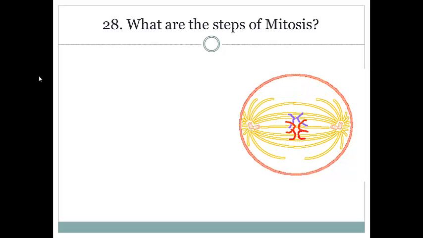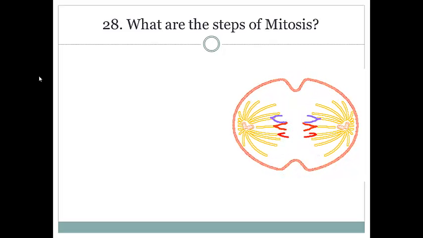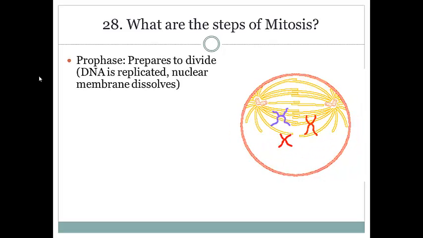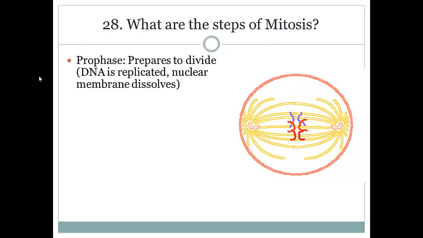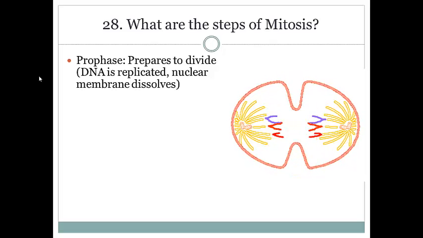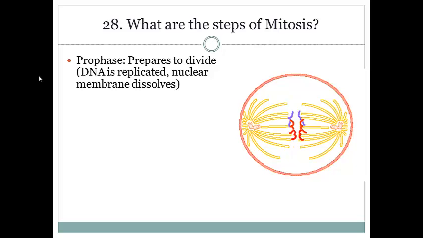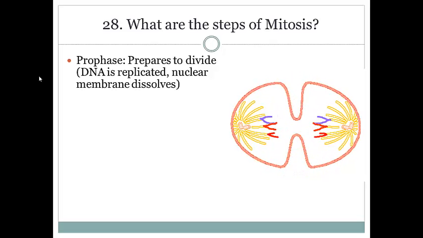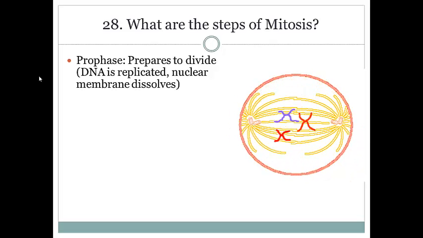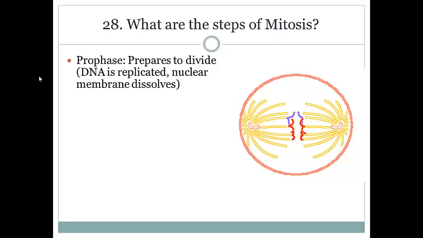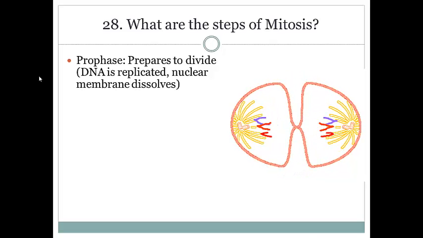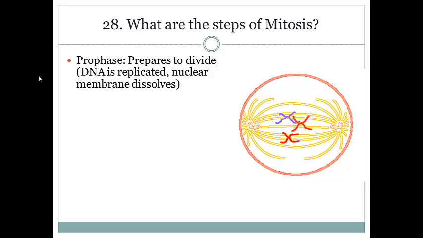Next question is about the steps of mitosis. So, first we have prophase. So this is where a cell prepares to divide. They both start with P. So DNA is replicated, the nuclear membrane dissolves. So that's taking place right now. The animation's kind of fast, but you can see at the very beginning that nuclear membrane dissolves away.